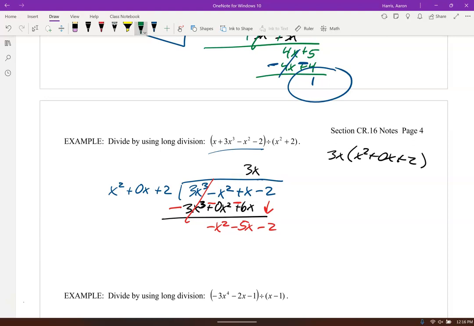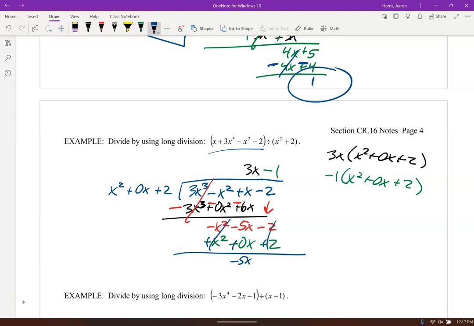Now I'm matching negative x squared. So the question is, what times x squared gives me negative x squared? What times x squared gives me negative 1x squared? Negative 1. Yeah, negative 1. So let's multiply through. So now I'm multiplying negative 1 through to the divisor. So negative x squared minus 0x minus 2. Don't forget to change all those signs because I'm subtracting that whole thing. Gone. Negative 5x plus 0x, negative 5x. Negative 2 plus 2 is gone.